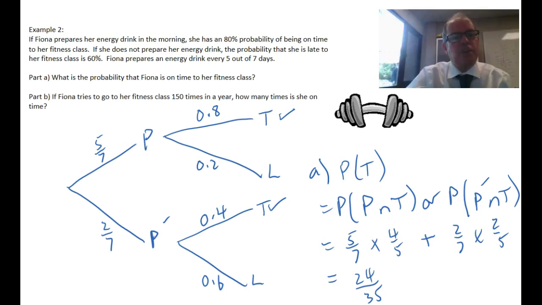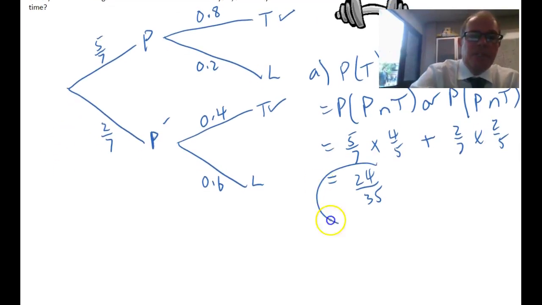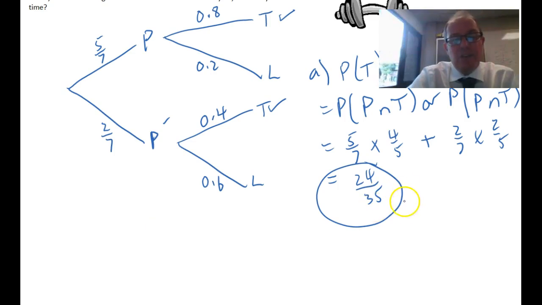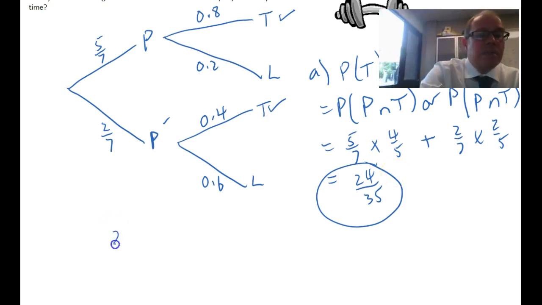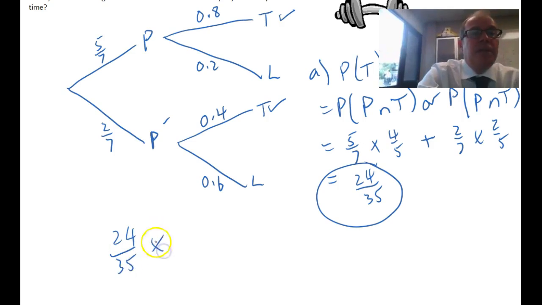So part B, if Fiona tries to go to her fitness class 150 times in a year, how many times is she on time? So, well, the probability of her being on time is 24 out of 35. So every 35 times she goes, she'd be on time 24, and obviously 11 of the times she'd be late. So all we need to do is take the 24/35, the probability, multiply it by the 150, and let's see what that gives.